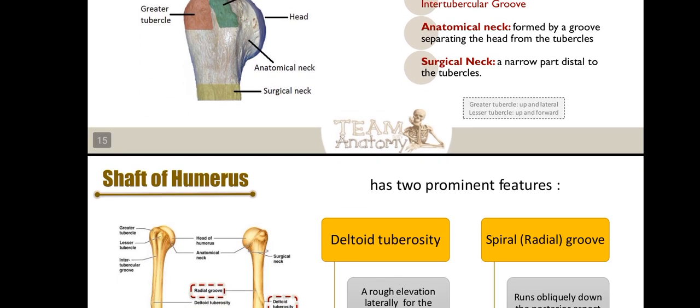Okay. Now just a recap. The greater tubercle is opposite the head, so it is lateral. The lesser tubercle is protruding from the bone, so it is anterior. What is anterior? Anterior is on the front. Okay, I'll make a video on terminology.